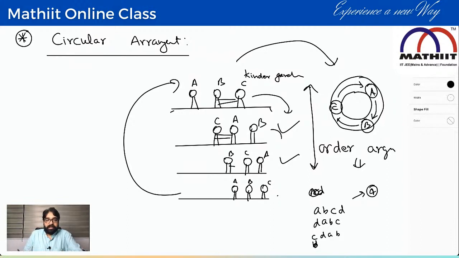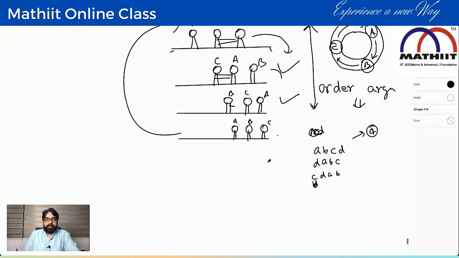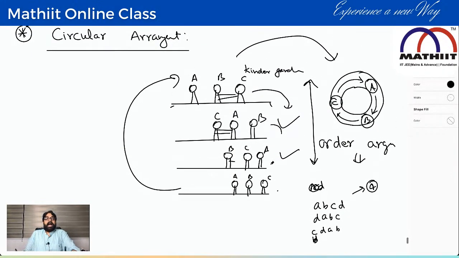Is the order arrangement clear to everyone? So basically, as in the previous situation, we divided by the internal arrangement because interchanging is not allowed there. Here, order arrangement is not allowed.